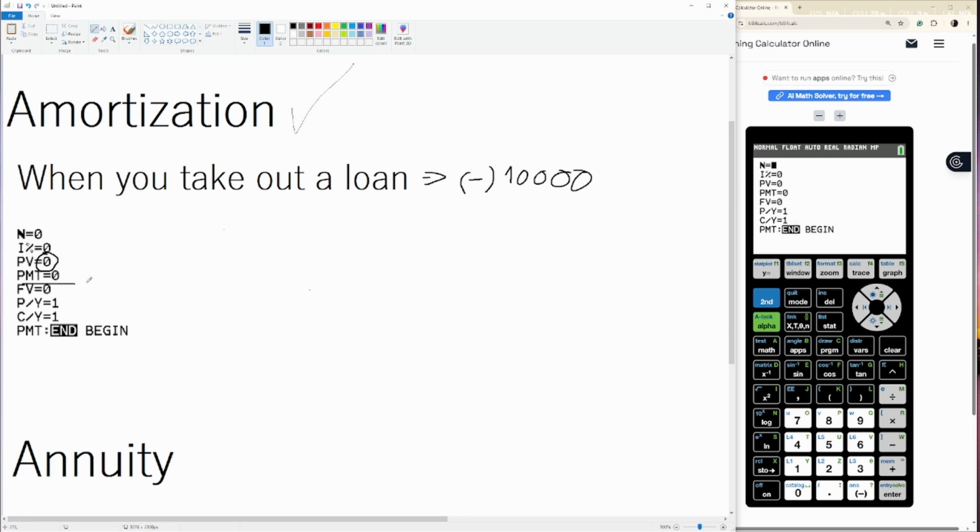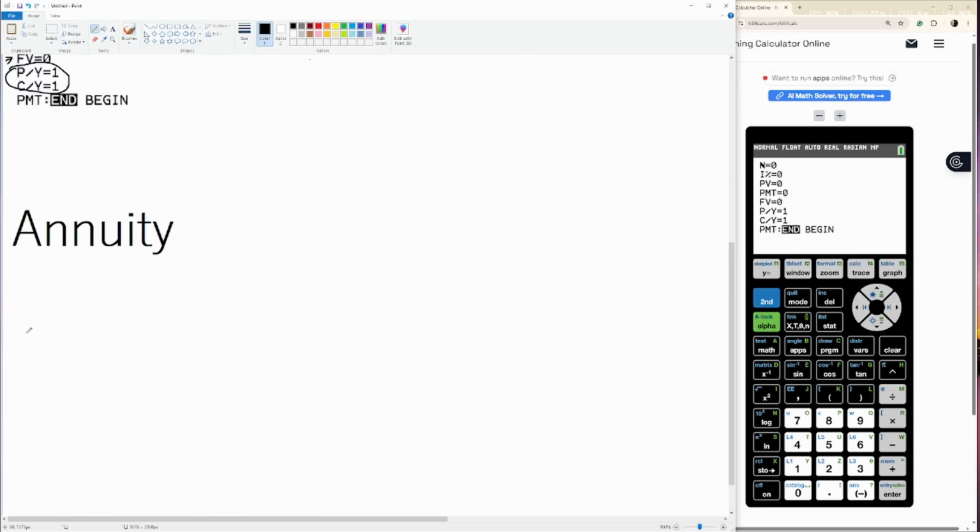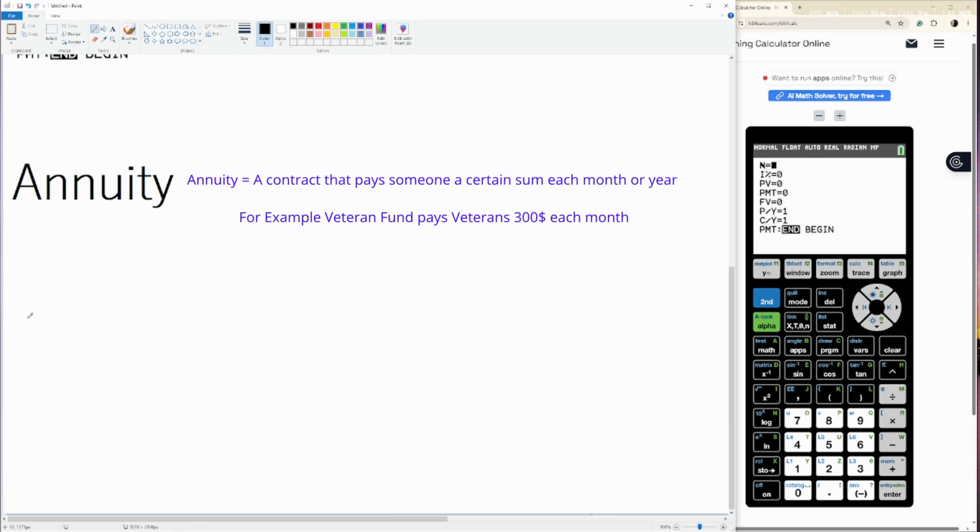And the PMT is just the monthly payments that you will make. The interest is the interest that you have to pay on your amortization, as it's the process of paying back a loan with interest. And then your answers will be very easy to get. And N and the FV, the future value, you will most likely remember from my previous lesson as well. So the annuity is something quite different.